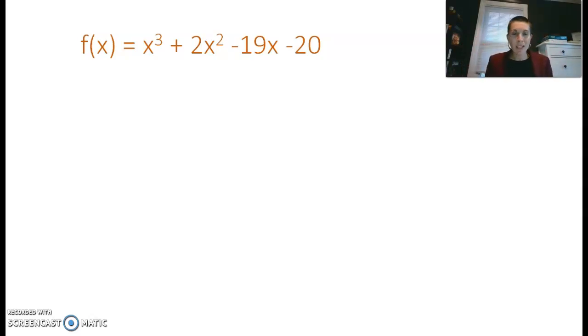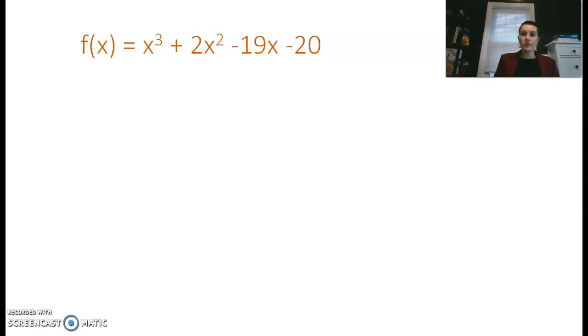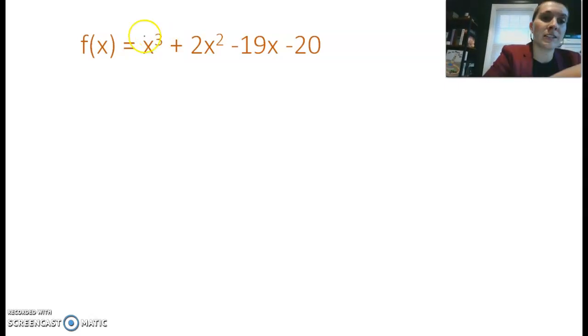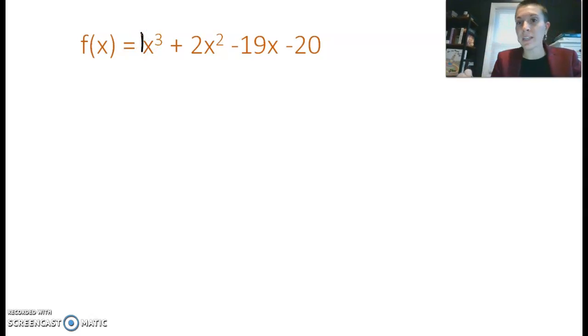So we have to think back to our rational zero theorem, which says that all of our possible zeros are going to be the factors of 20 divided by the factors of the coefficient in front of x cubed. Luckily our leading coefficient here is a nice 1, which means we're going to have whole number zeros, because we're either dividing by positive or negative 1. So the only thing we have to worry about is our 20. Let's get started. Possible factors of 20.